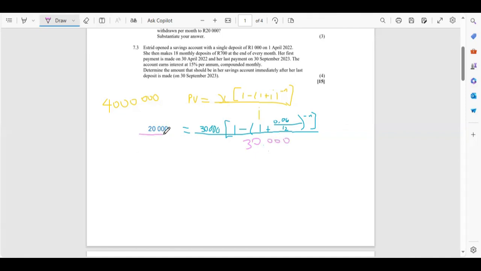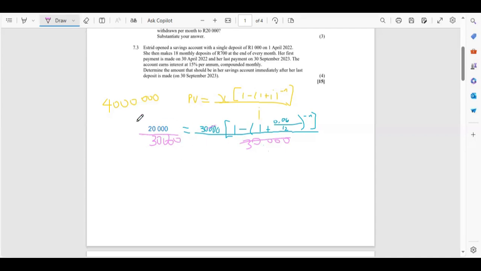Same applies to this side. What you do on the left, you must do on the right. Divide by 30,000. And these two would cancel out one another, right? So now, if you take 20,000 divided by 30,000, punching it into my calculator, it would give me 2 over 3.